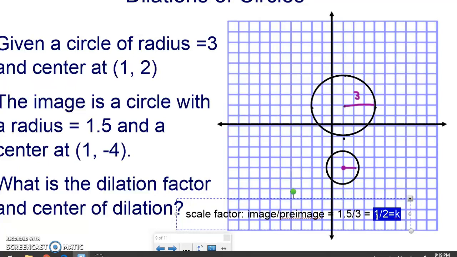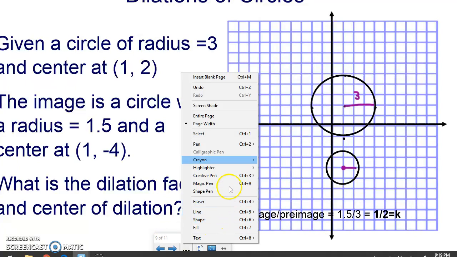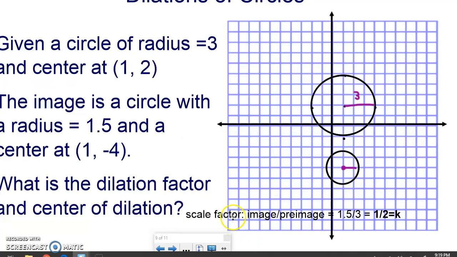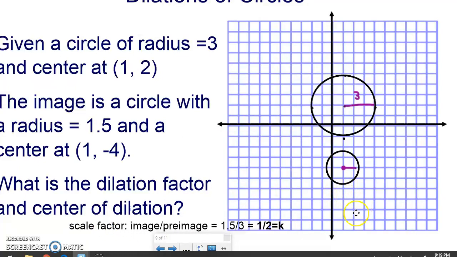And then I'm going to have to figure out the center of dilation. And again, think about the fact that the center of dilation is essentially like a spotlight. So it's taking something and projecting it and making it bigger.